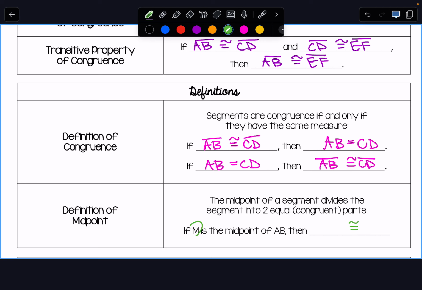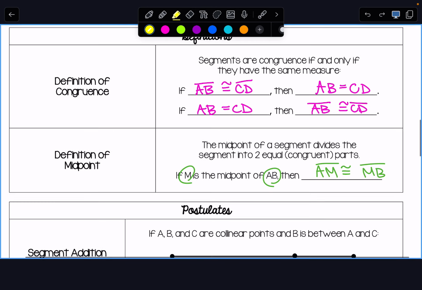So if M is the midpoint of AB, then AM would be a segment that would have the same measure as MB. Okay? So if we ever have a piece of given information that says M is the midpoint of AB, then one of our statements can be this right here, and our reason, the definition of a midpoint. Okay.